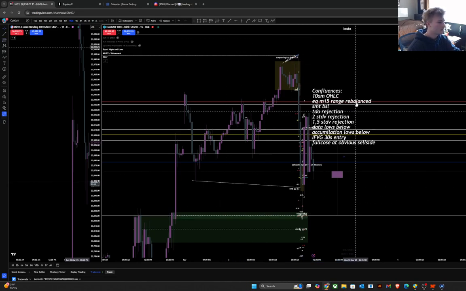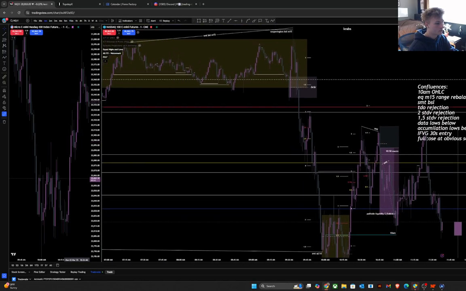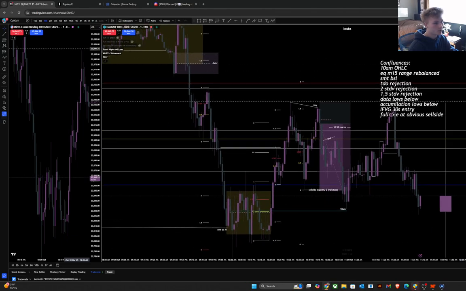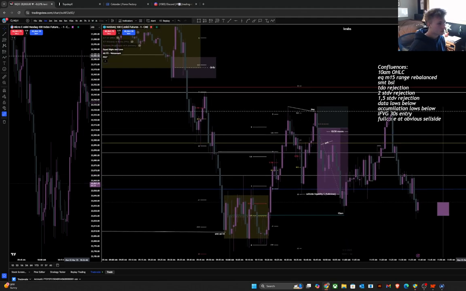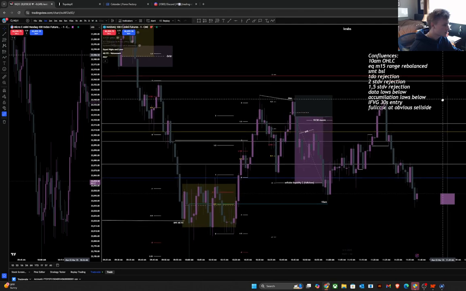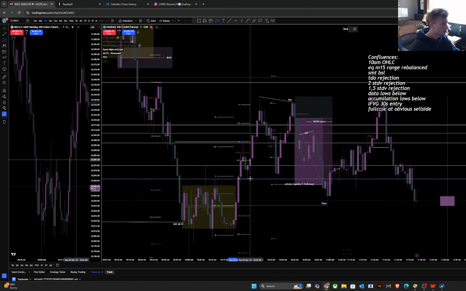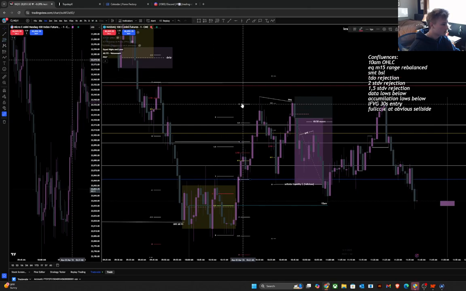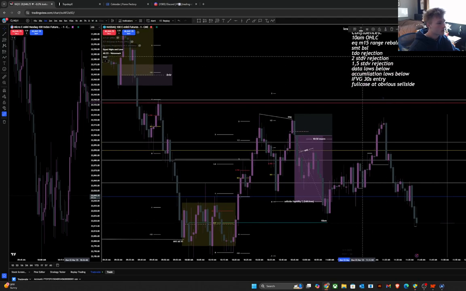Equilibrium of this leg got rebalanced. We had a tap of true day open, which was right here, midnight open of NQ. We also had some standard deviations aligned. We had 2 standard deviation holding. I believe I just threw it like this on this leg right here. 2 standard deviation was holding. We got an SMT here as well. We were rejecting true day open.